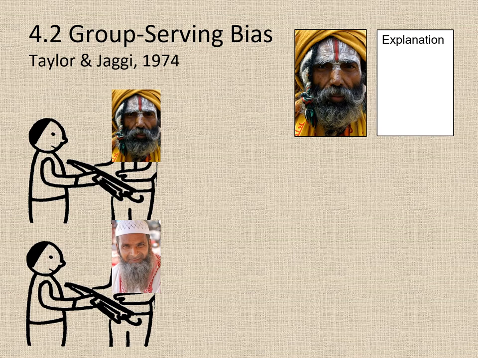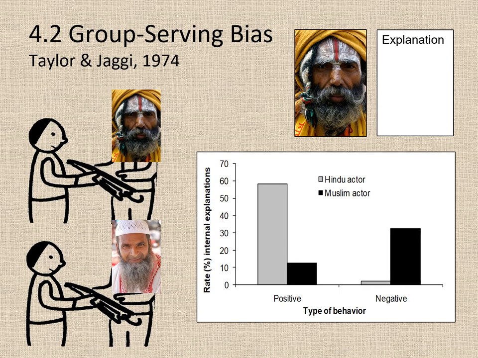So the Hindu subjects give positive behavior internal explanations to a higher degree if the actor is a member of their in-group, compared with if the actor is a member of the out-group. If it's a Hindu lending an umbrella, oh, he did that because he's a nice guy. If it was a Muslim who did the same act, oh, he did that just because, I don't know, he couldn't do anything else in that situation.